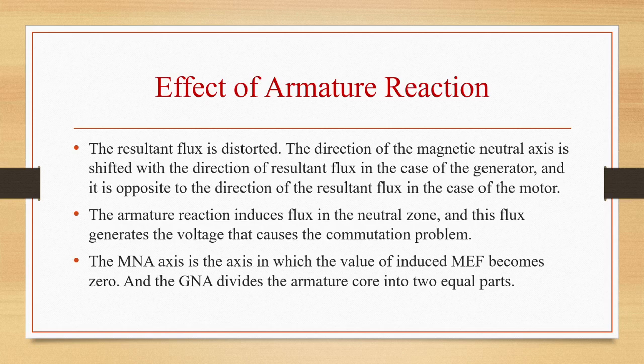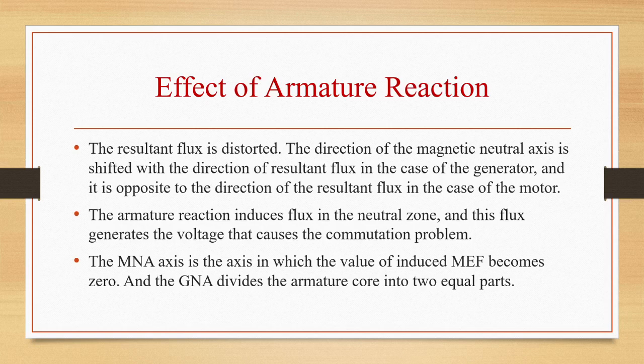So armature reaction will induce flux in the neutral zone, and this flux will generate voltage that will cause the commutation problem. So commutation we will see in the next class, students. What exactly is commutation, what are its effects, how many types are there, all those things. Very important topic. So the commutation we will discuss in the next class.